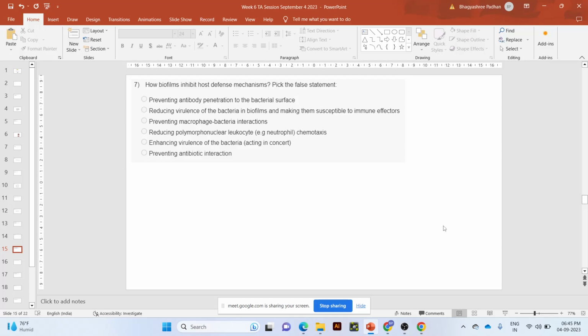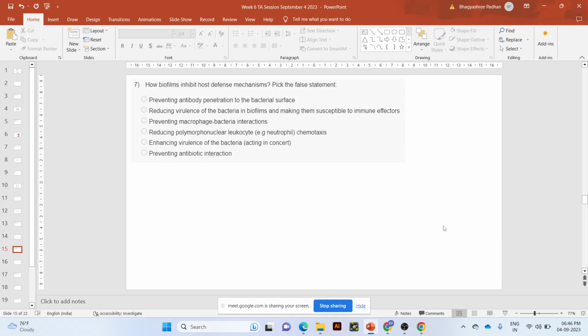Okay, so next question. How do biofilms inhibit host defense mechanisms? You have to select the false statement. So the options are preventing antibody penetration into the bacterial surface, reducing virulence of the bacteria in biofilms and making them susceptible to immune effectors, preventing macrophage bacteria interactions, reducing polymorphonuclear leukocyte chemotaxis, enhancing virulence of the bacteria, preventing antibiotic interaction. So here the false statement is reducing virulence of the bacteria in biofilms and making them susceptible to immune effectors. Rest of the options are correct.